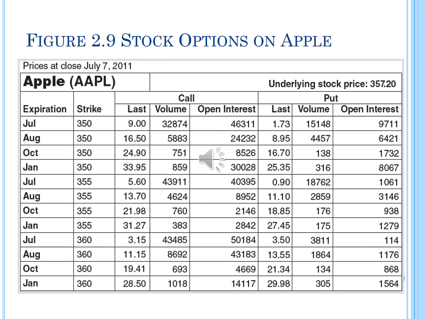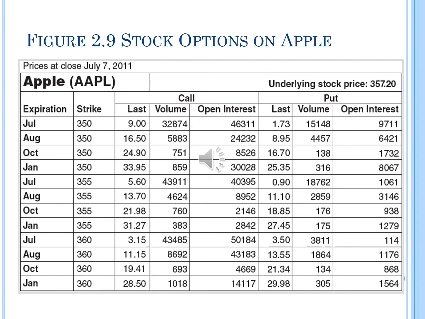So basically you can see for the months of July, August, October 2011 and January 2012, you have the numbers for different levels of strike prices. You can see the first four rows, for example, for a 350 strike, then the following four rows 355, and then the last four rows 360 strike price. The next columns provide the closing prices, trading volume, and open interest of each option.